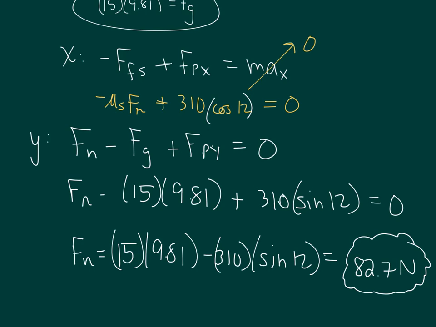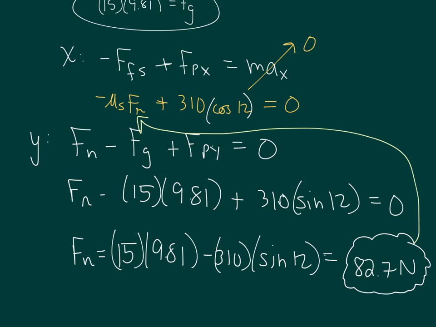Take that normal force, plug it in right up here. Take the normal force, plug it into the x direction, solve for mu s. Remember, there's a negative sign in front of it, so you're going to move the 310 cos 12 over by subtracting it, and then you should divide by negative Fn to get rid of the negative. Yeah, you got a positive answer for sure. It's a negative over a negative.